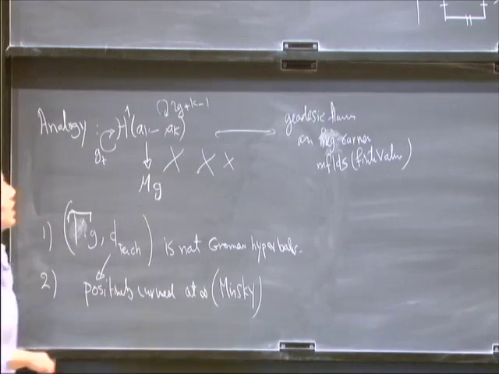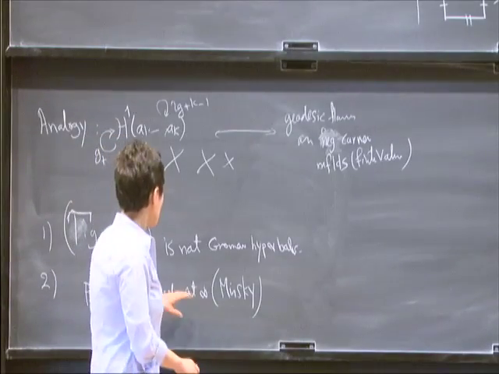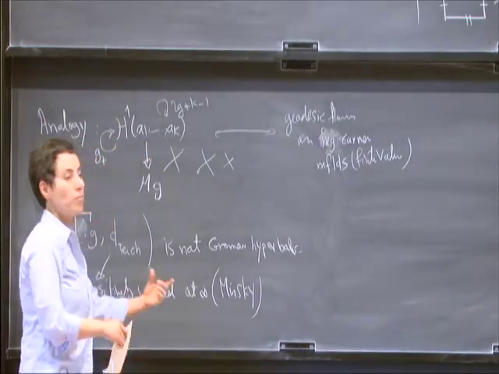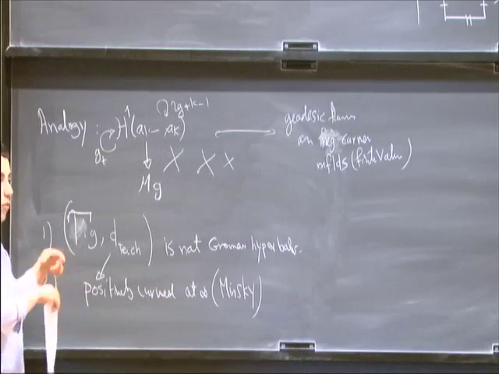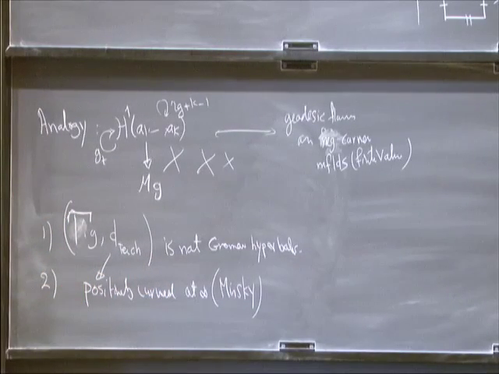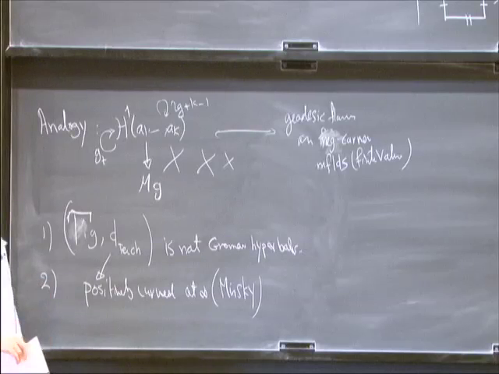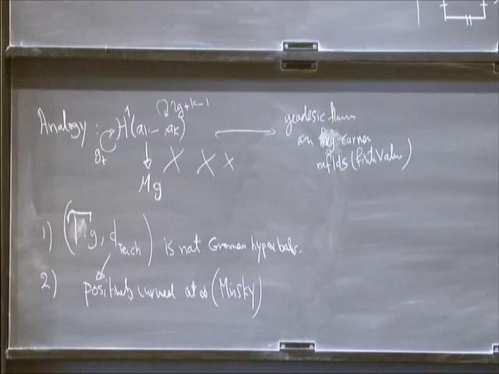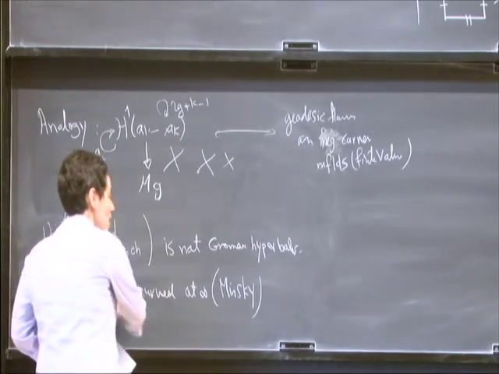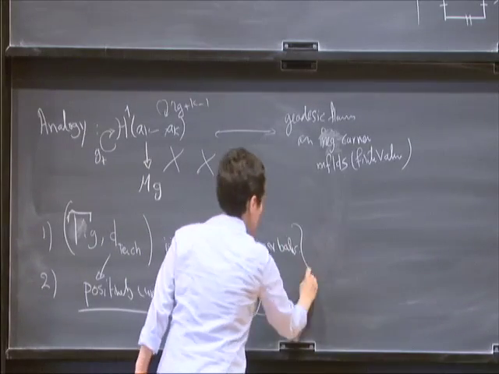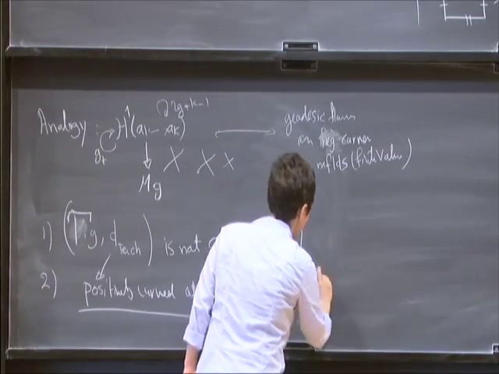This is a metric which behaves like a sup metric over a product of some upper half planes. So it even has almost positive curvature in some sense. However, the good thing is that we'll see, I'll discuss this a little bit.